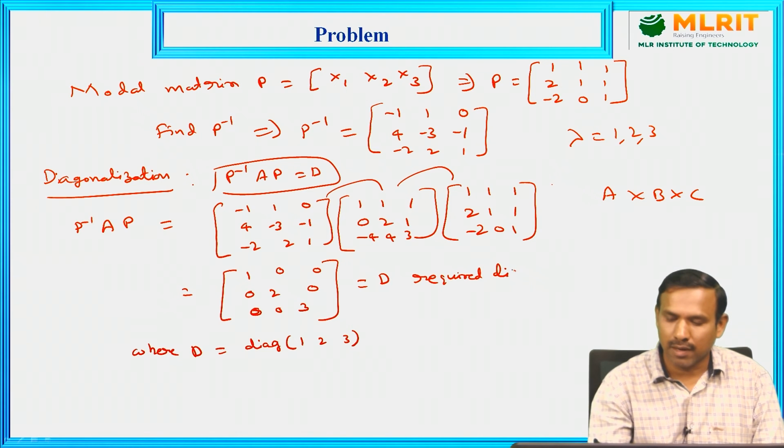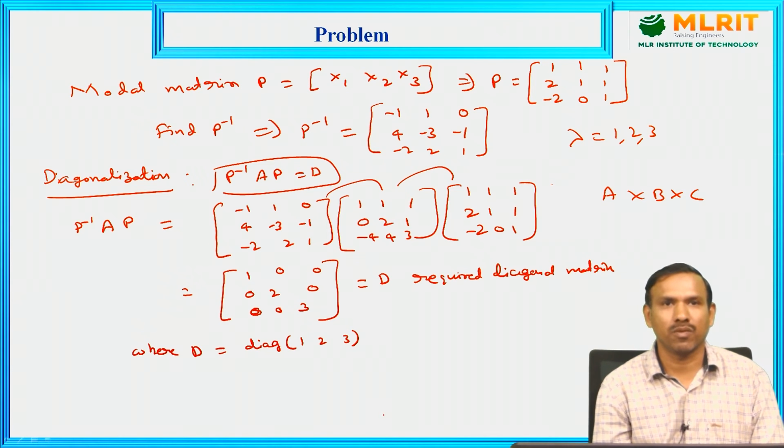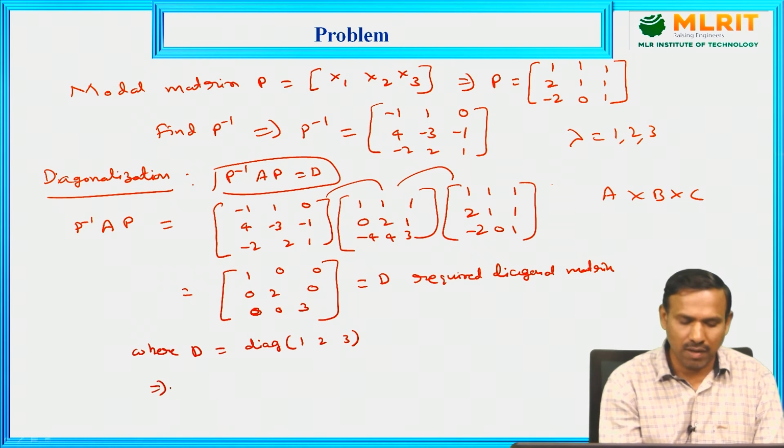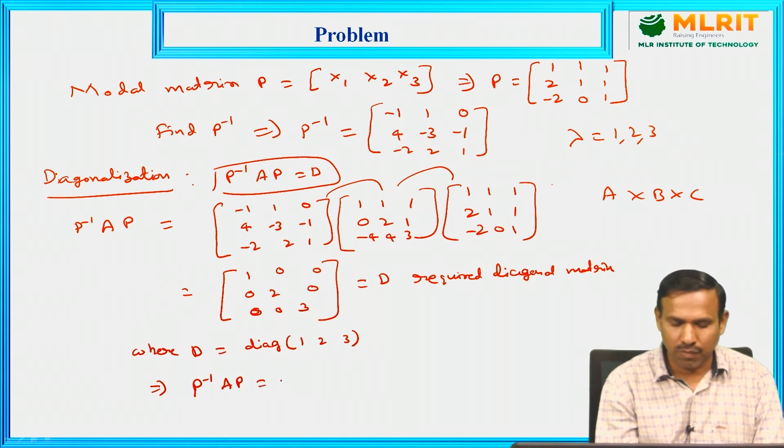Required diagonal matrix. He is asking to find the diagonal matrix for the given matrix A. So this is the required diagonal matrix. Clearly we got P inverse AP, where A is the given matrix, and we got the diagonal matrix D.